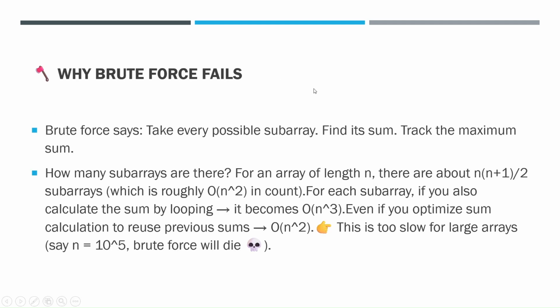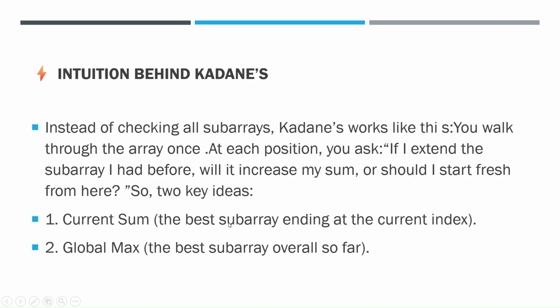Okay, so we can approach this problem with the brute force method as well, but that's not going to work since we will be needing for loops and the time complexity of those in this case is going to be a lot, and we don't want that. So the intuition behind Kadane's algorithm is instead of checking all possible sub-arrays, Kadane works like this. You walk through the array once, and at each position you ask, if I extend the sub-array I had before, will it increase my sum or should I start fresh? These are the two key ideas here.